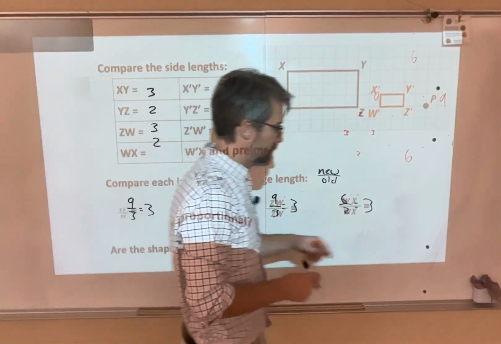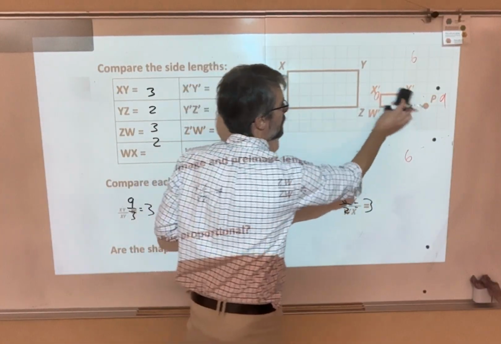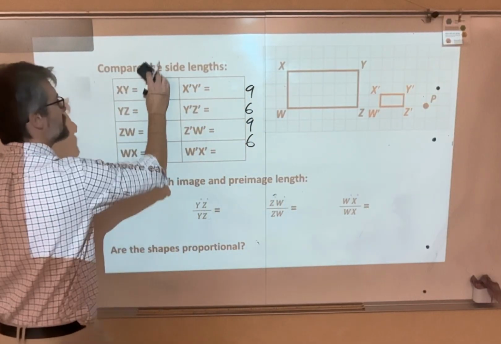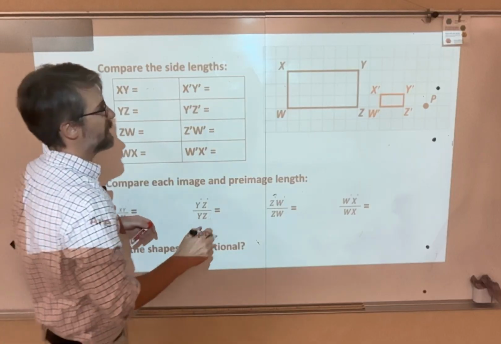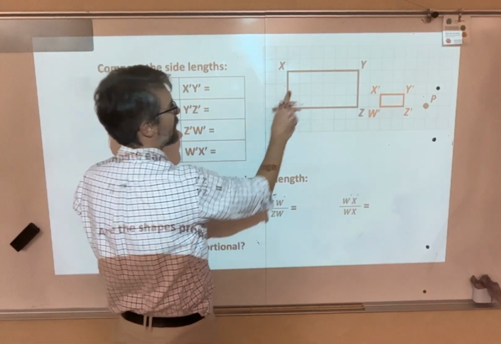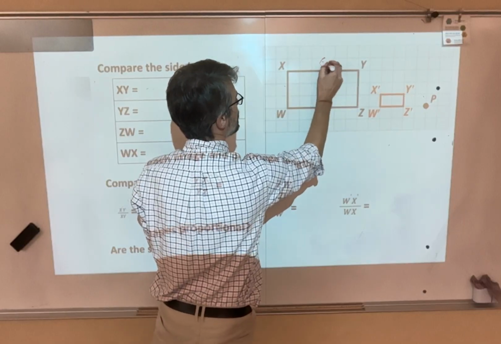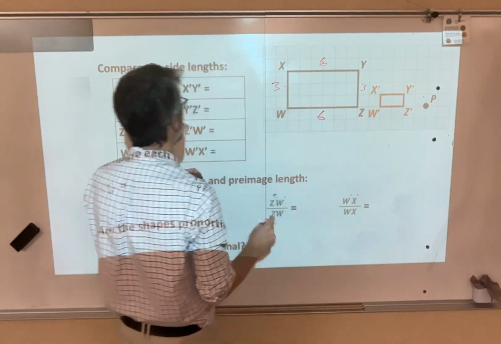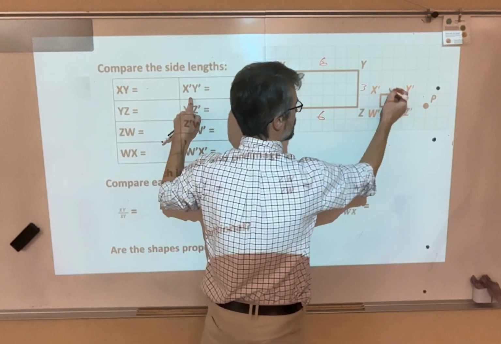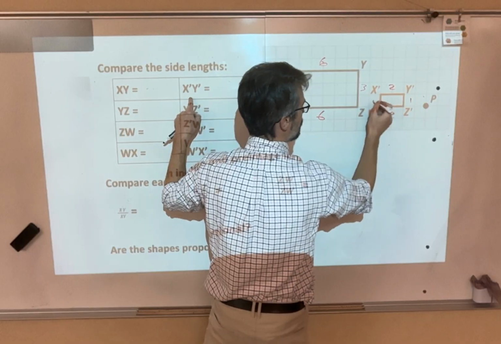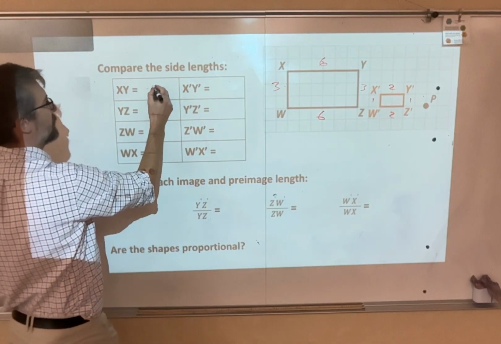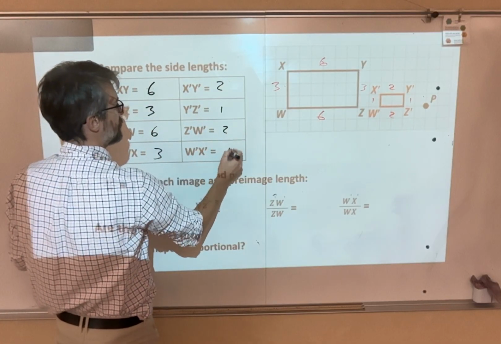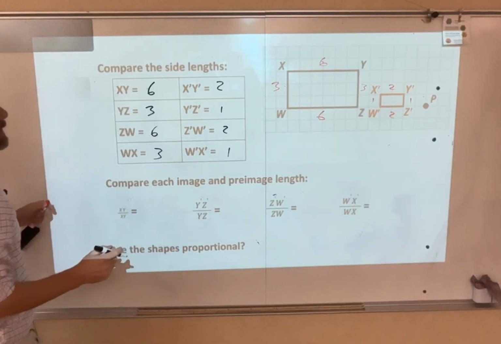All right, another example, comparing the side lengths here. Same idea, we want to measure our sides. From X to Y, that is 1, 2, 3, 4, 5, 6. And then Y to Z is 3, and then 6, and then 3. And then in our image, X to Y is 2, and then 1, and then 2, and then 1. So we went 6, 3, 6, 3, and 2, 1, 2, 1. So let's see what our scale factor is.